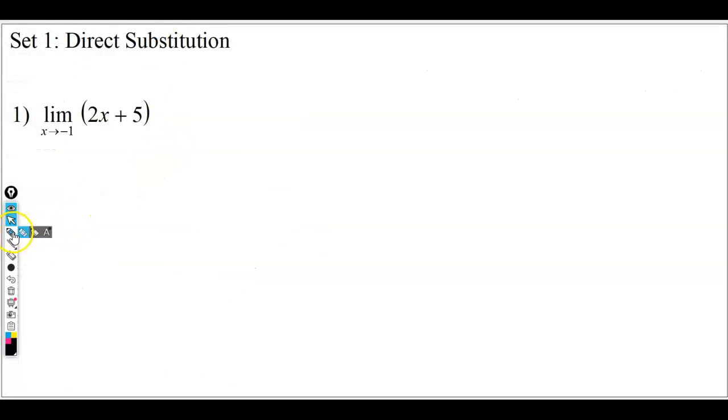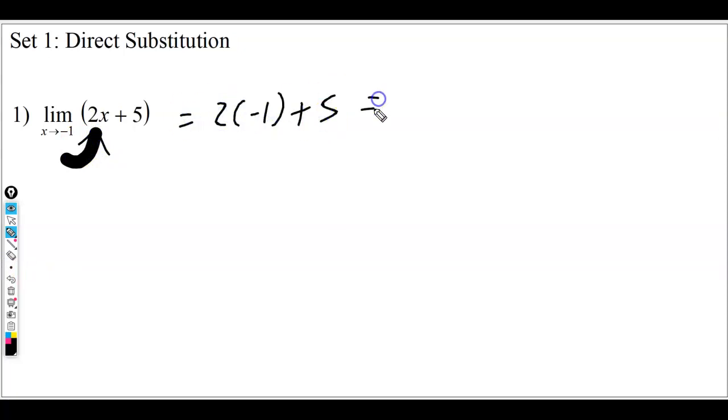All right, so for number 1, you always try direct substitution first. So let's do that. If I plug in -1, I get 2 times -1 plus 5, which is simply 3. That's a good answer. It exists and it's 3. That's simple.